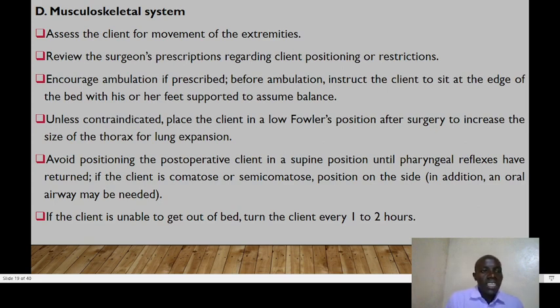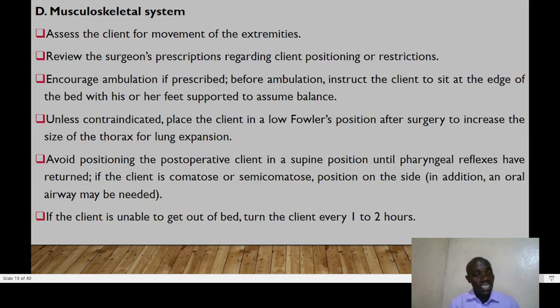On the musculoskeletal system, the nurse needs to assess the client for the movement of the extremities. You need to review the surgeon's prescription regarding client's positioning or restrictions. Encourage this patient to have early ambulation if prescribed. Also instruct the client to sit at the edge of the bed with his or her feet supported to assume balance first before they can raise up.